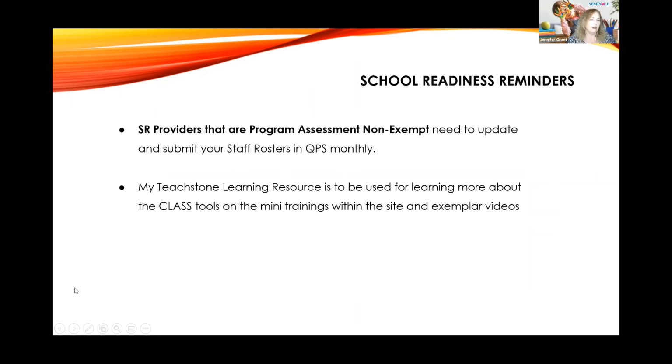Okay. For school readiness program reminders, wanted to remind everyone that we are back to doing class assessments. We had put a hold on those class assessments. There had been waivers last year. There are no more waivers for the class assessments. So please, each month, submit your staff rosters in the QPS system and make sure that you have any staff changes up to date, because that is what we use to identify the teachers, and the system randomly selects the classrooms that will be assessed when the class assessor comes to your center.